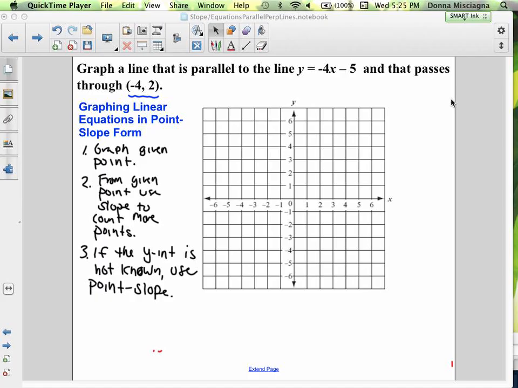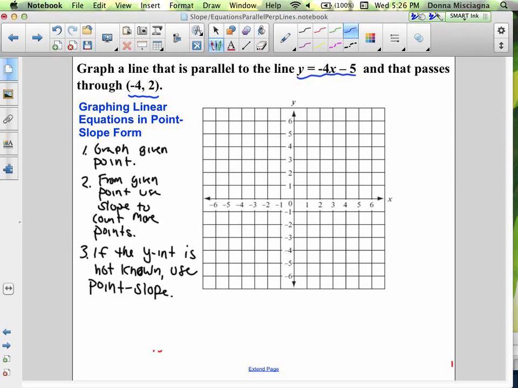Right, so now we're going to graph a line that's parallel to the line y equals 4x minus 5, passes through the point negative 4, 2. So we're going to be graphing linear equations in this lesson in point-slope form.